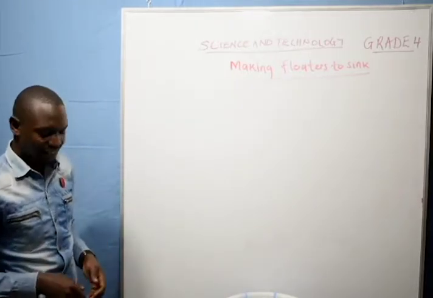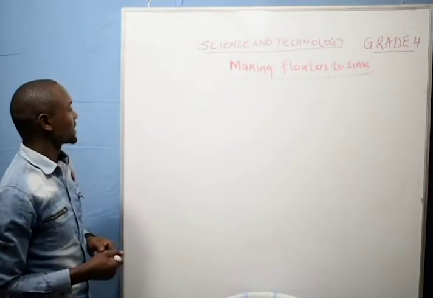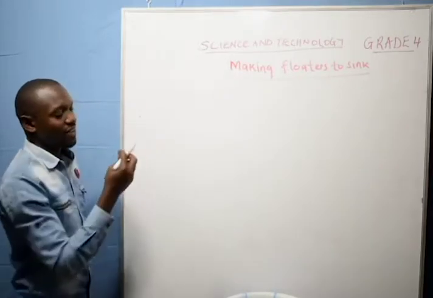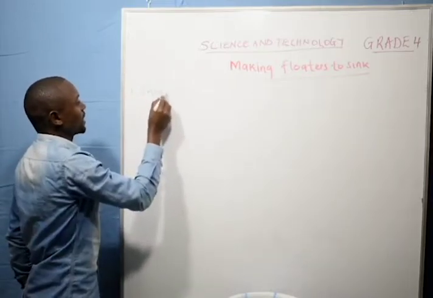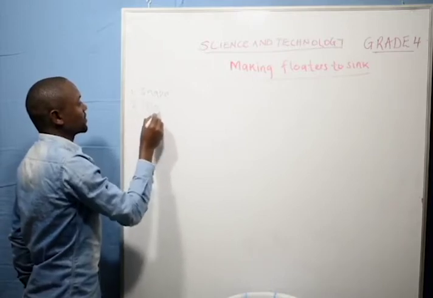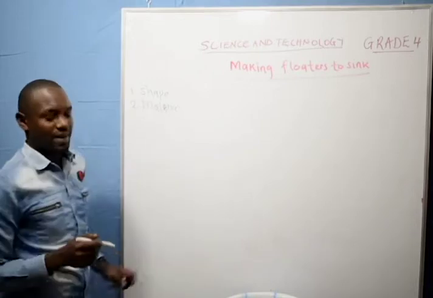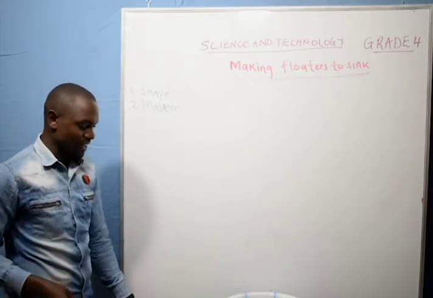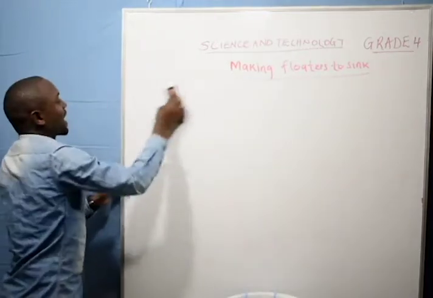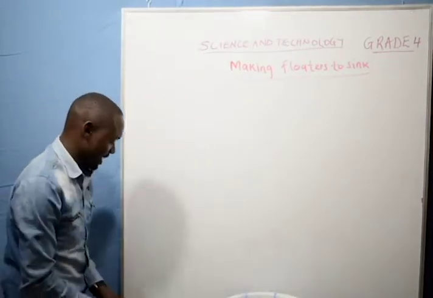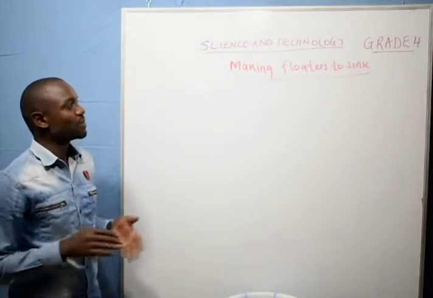In the previous lesson, we said that we have factors affecting floating and sinking. Those two factors are the shape and the material. Now, today I want us to look at how we can make floaters to sink. Floaters are things which float on water. Can we make them sink?